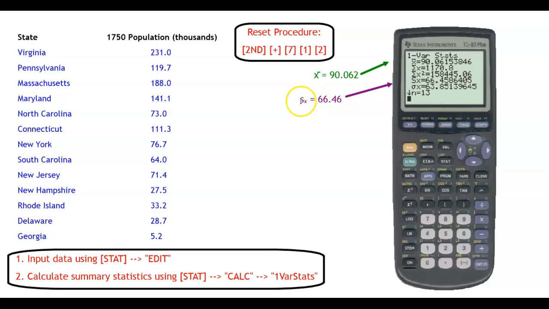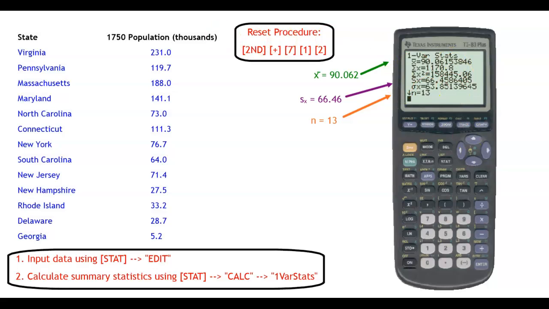So it gives us Sx, which is the sample standard deviation. In almost every case that we're going to be dealing with in our statistics class, we're going to be dealing with sample standard deviation because we're going to be looking at sample data. In any case, this is 66.46 people. So it tells us the sample size, n equals 13, and that's good because I have 13 colonies, and if this came out to n equals 12, I would have skipped a number.